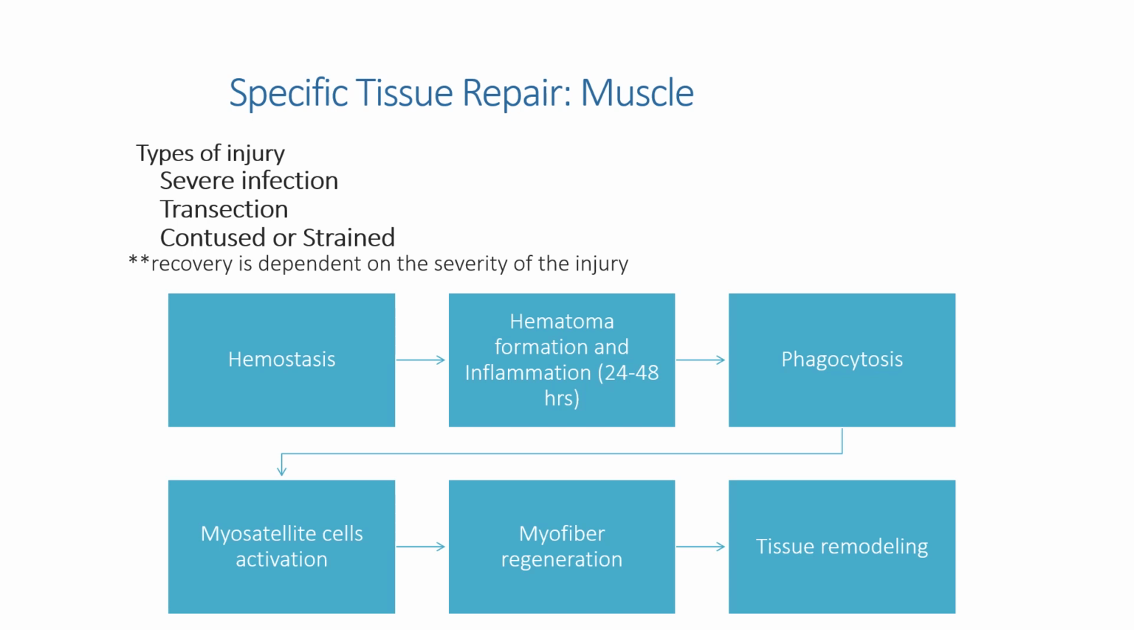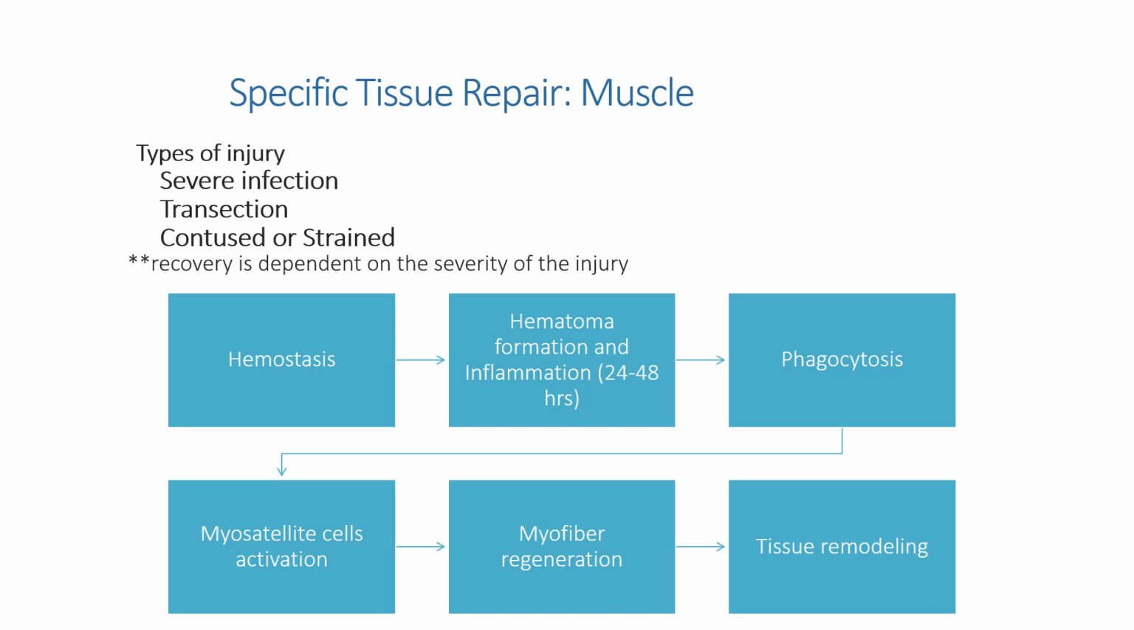Contused or strained. Contusion is a bruising of muscle tissue due to direct impact or trauma, whereas strain is overstretching or tearing of muscle fibers, often due to excessive force or overuse. It is important to understand that muscle tissue, when overstretched or torn, is considered a strain.